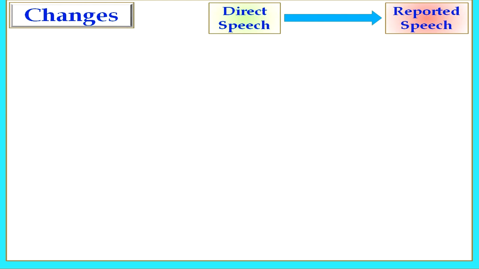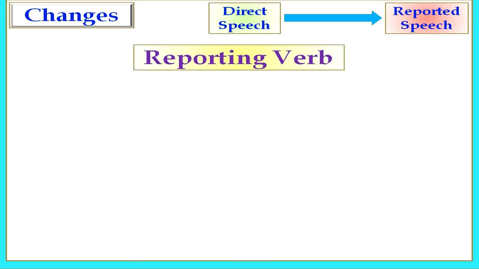Now let's talk in details about the main changes that happen when we shift from direct speech to reported speech. In fact, the changes depend on the reporting verb we make use of. The reporting verb is the verb we use to introduce the speech. There are many examples of reporting verbs. These include the verb say, the verb tell, the verb ask, etc. In this video, we're going to focus on the verb say, but in the next videos, we're going to see more examples of reporting verbs.